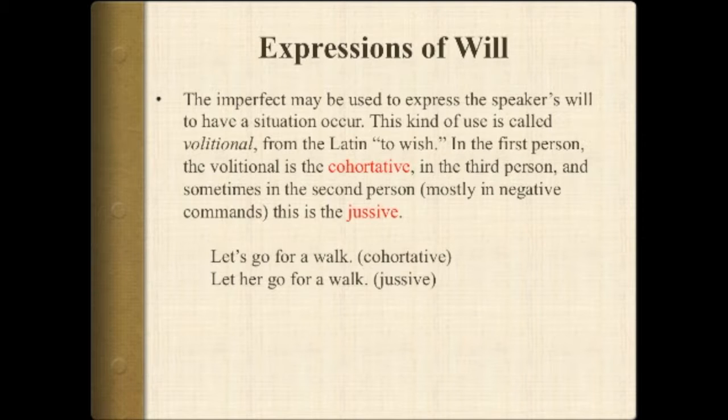So for example, in English, we might say something like, "Let's go for a walk." This is the cohortative. Or in the third person, we might say, "Let her go for a walk." Now notice that the verb itself is not marked as an expression of will. You have to add the word "may" or "let."